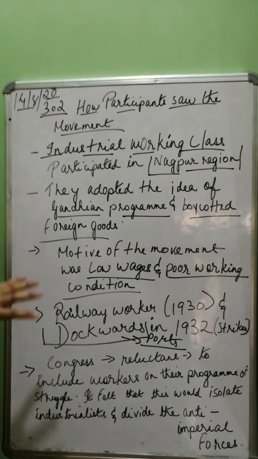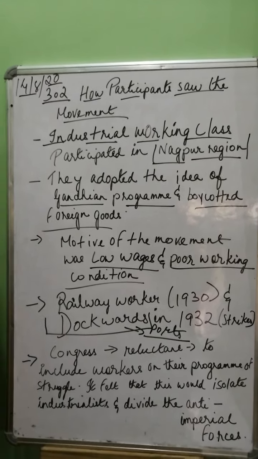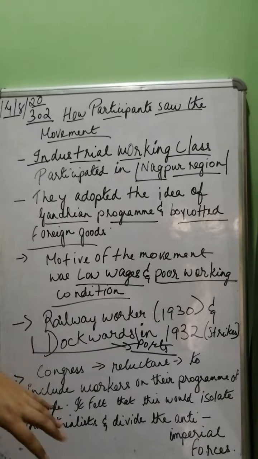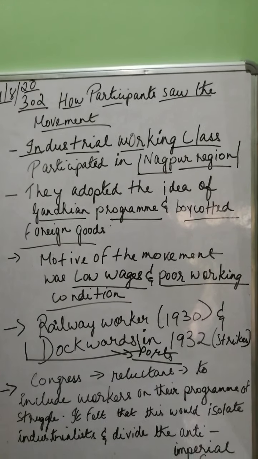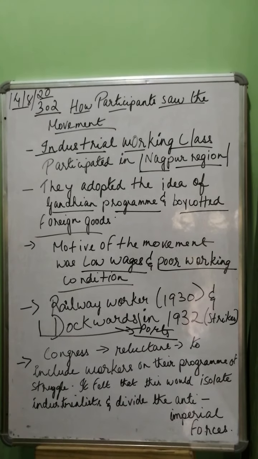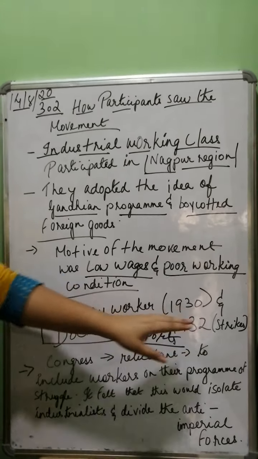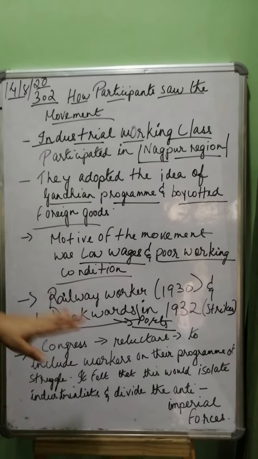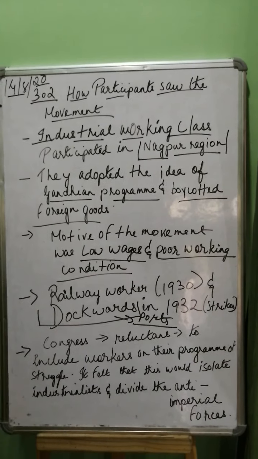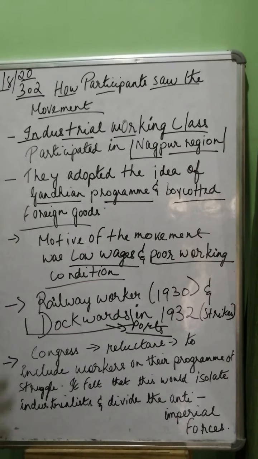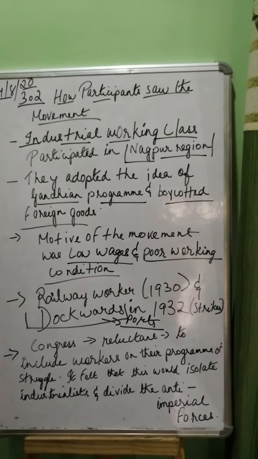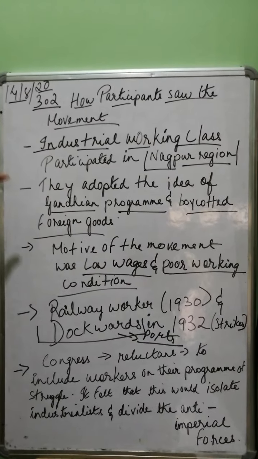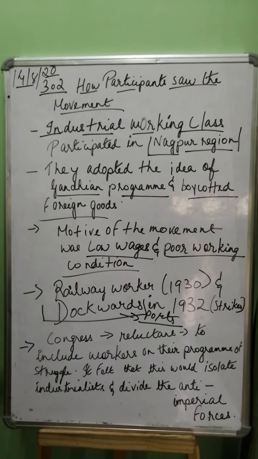So this industrial working class section of the people of Nagpur region had adopted the Gandhian program, like they had boycotted foreign goods. Railway workers in the year 1930 also went on strike, and dockyard workers, that means people who used to work in ports, had also gone on strike in the year 1932. In this way, they had also participated in the civil disobedience movement.